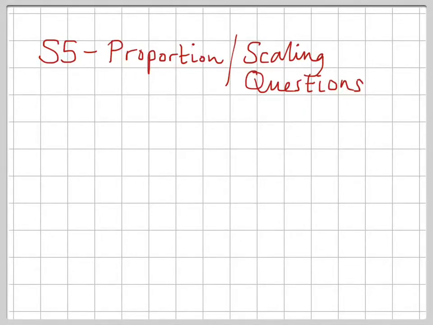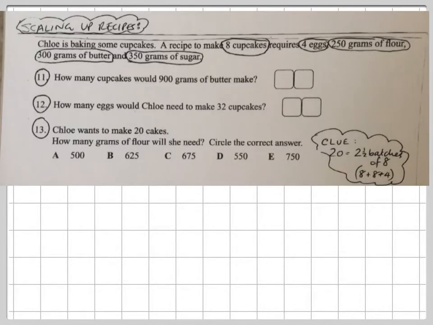This is a quick video to help with proportion and scaling questions. So here's a cooking recipe which is for 8 cupcakes, and as you can see there are the ingredients: 4 eggs, 250 grams of flour, 300 grams of butter and 350 grams of sugar. From here, let's have a little look at question 11.